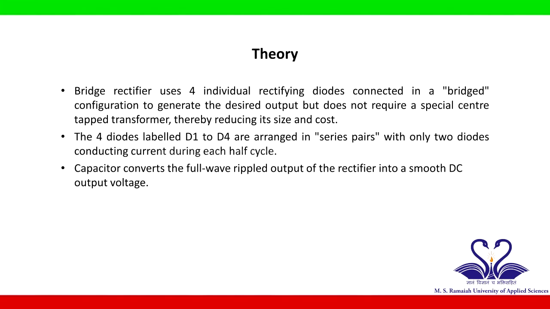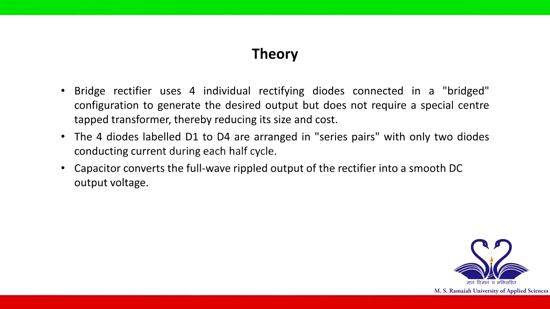A bridge rectifier uses 4 individual rectifying diodes connected in a bridged configuration to generate the desired output, but does not require a special center tap transformer, thereby reducing its size and cost. The 4 diodes labeled D1 to D4 are arranged in series pairs with only 2 diodes conducting current during each half cycle.